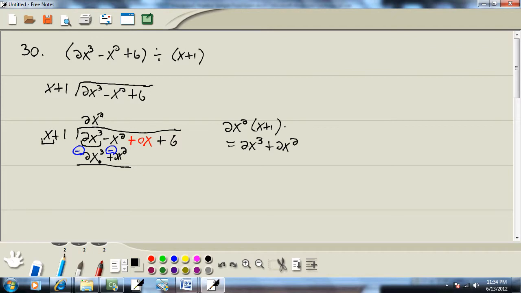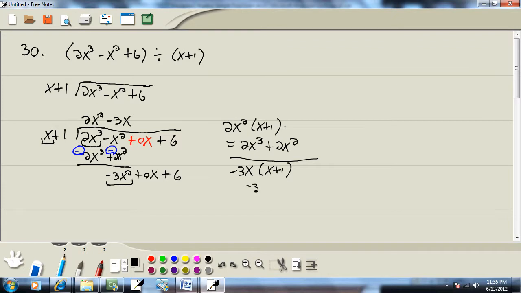2x to the third minus 2x to the third drops away. Negative 1x squared minus 2x squared gives me negative 3x squared. And depending upon who taught you division, I was taught to bring all this down, but you may have learned that a little bit differently. Now again, we'll look at the first term of each, decide what to put up on top. You ask yourself what times x gives you negative 3x squared, and that would be negative 3x. Now whatever we put up on top, we multiply by what's out in front. So we're going to take negative 3x times x plus 1.